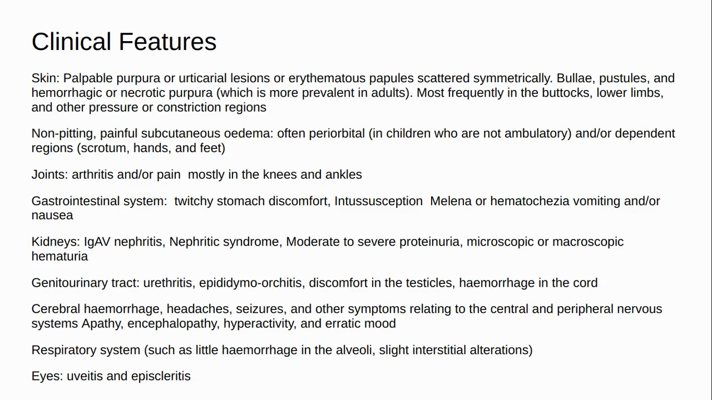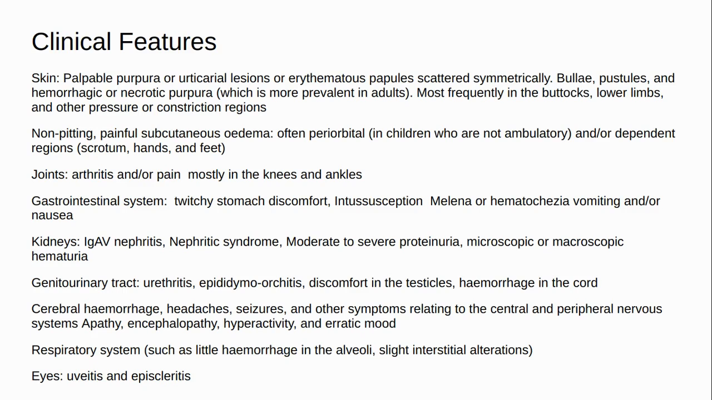Arthralgia is a common presenting feature in IgAV, affecting up to 25% of cases. Joints may be swollen and painful, most commonly in the hips, knees, and ankles. Symptoms are transient, with no permanent deformities.